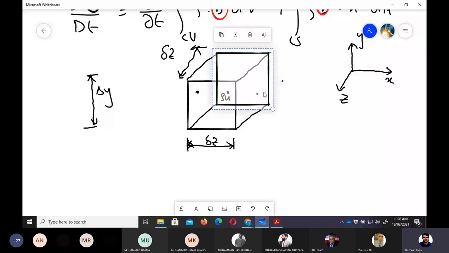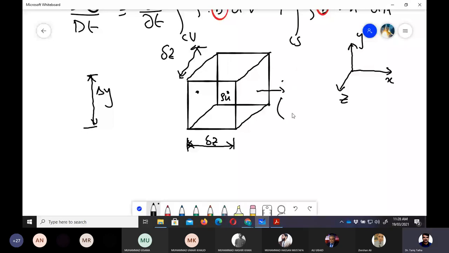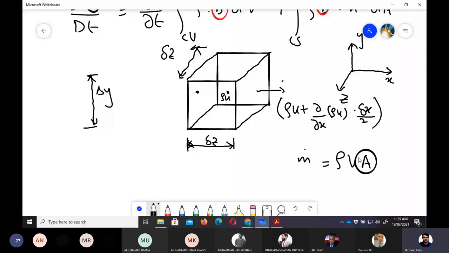Because we did it in the previous lecture by the use of Taylor series. If I write it here, it would be rho u plus partial by partial x of rho u into delta x by 2. Because we know that mass flow rate is rho V into area, where area is the perpendicular area through which it flows, for this it would be delta z into delta y. And why is there delta x by 2? Because the distance between this point and the right face is delta x by 2.